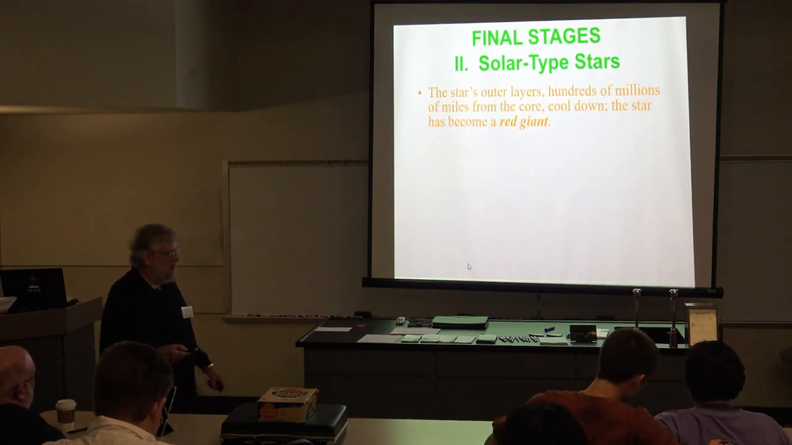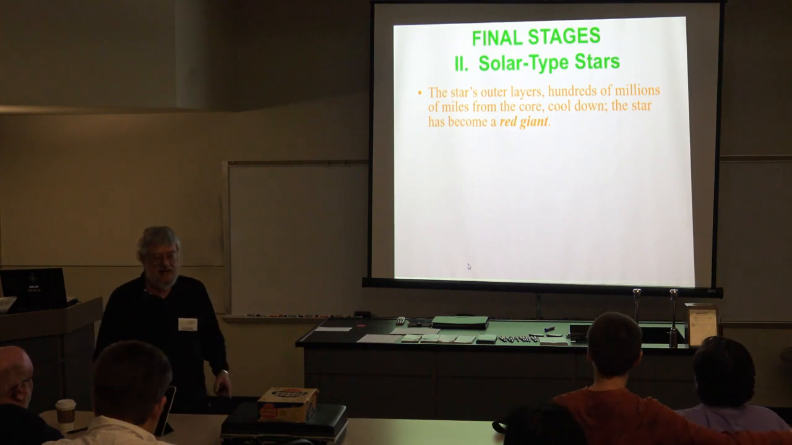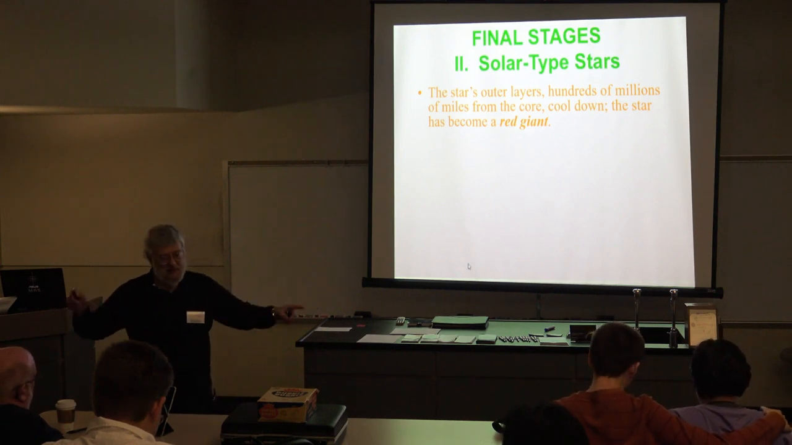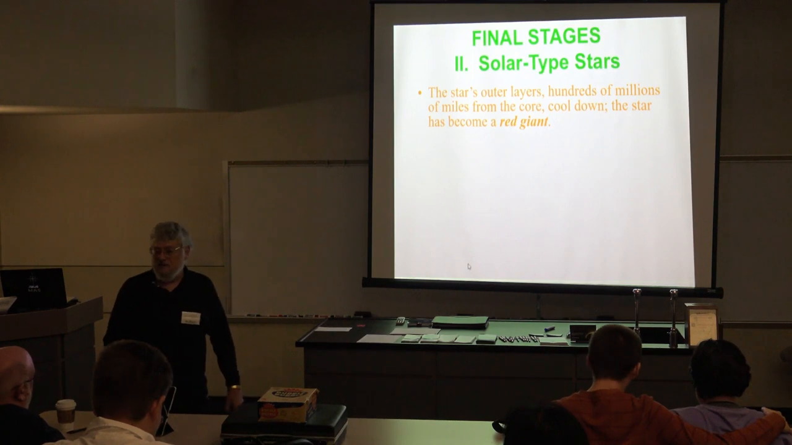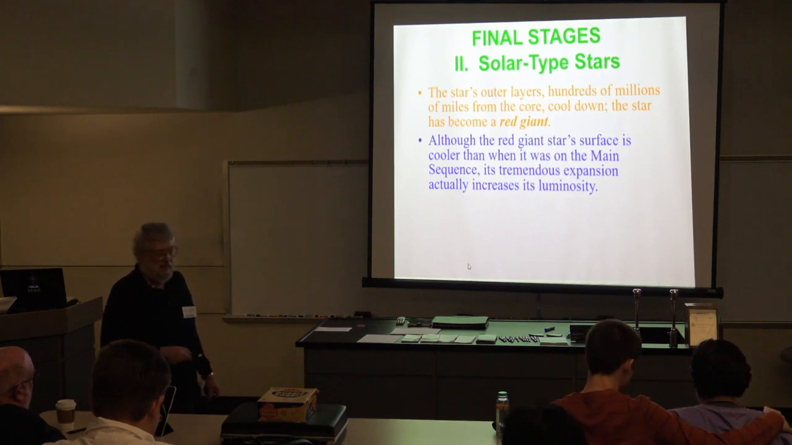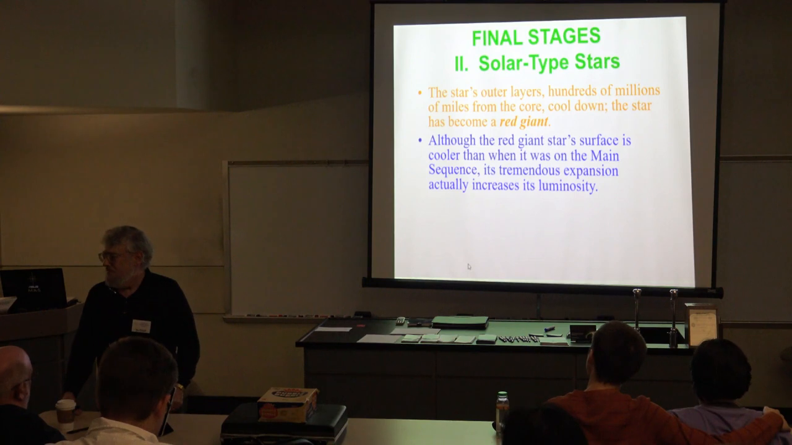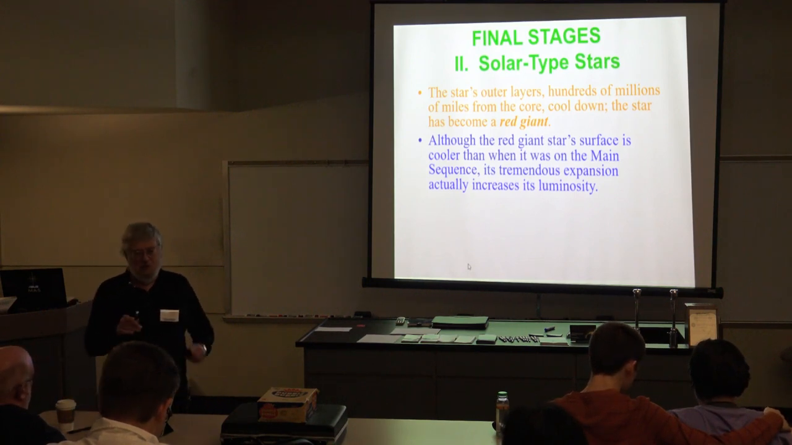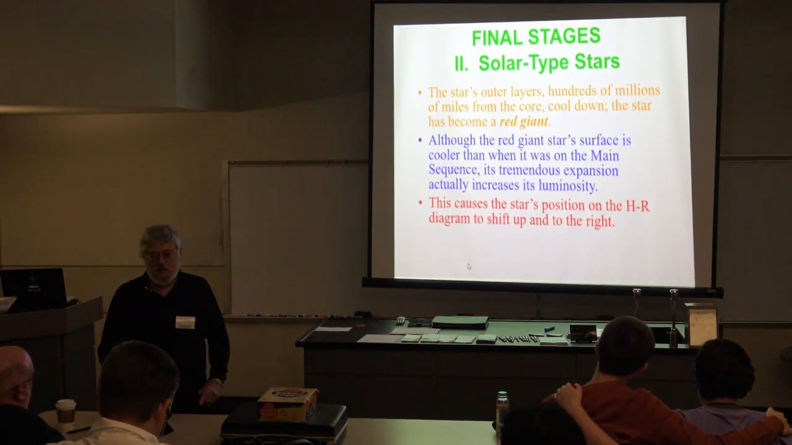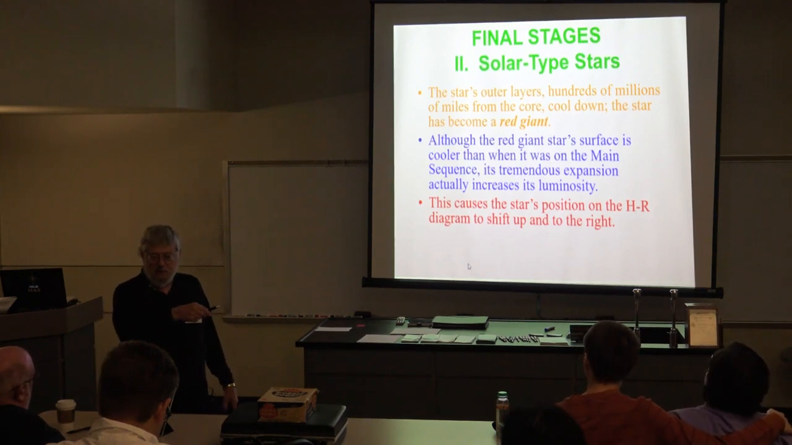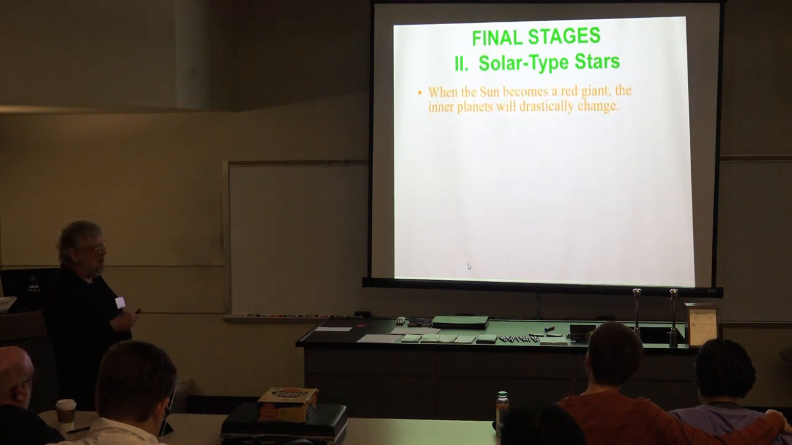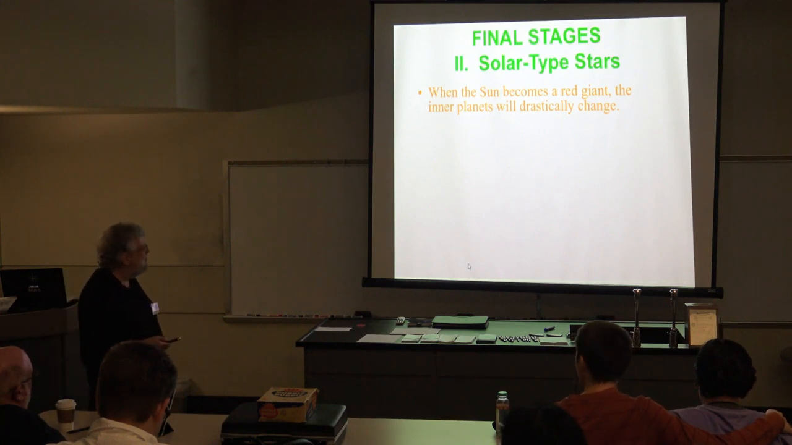The outer layers, though, are so far from the center that they actually cool down and turn red. And at that point, this much bigger star that's got a cooler surface is what a red giant star is. I'm sure everybody's heard of those. Now, the surface is cooler, but it's more luminous because it's 100 times, 200 times the diameter that it was, and it's got a lot more square meters on its surface than it used to. So that makes them appear where we saw in the Hertzsprung-Russell diagram, over towards the right where the cool ones are, but up towards the top where the bright ones are, because they're cool and bright. Now, things will really be different here when the sun becomes a red giant.